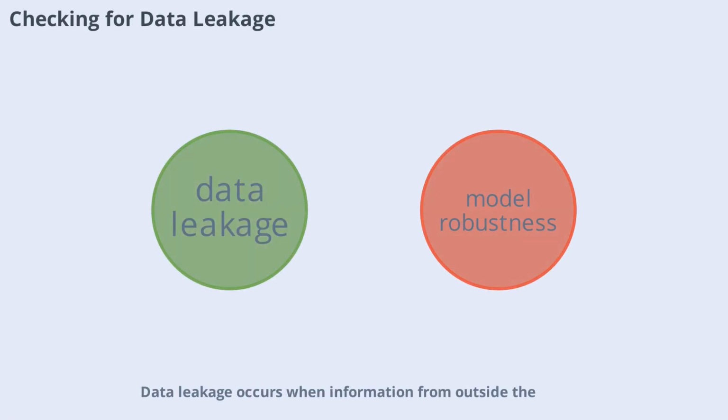Data leakage occurs when information from outside the training dataset is used to create the model, leading to overly optimistic results. Carefully review your data preparation steps to ensure that no information from the test set is included in the training set. Preventing data leakage is essential for building robust and generalizable models.